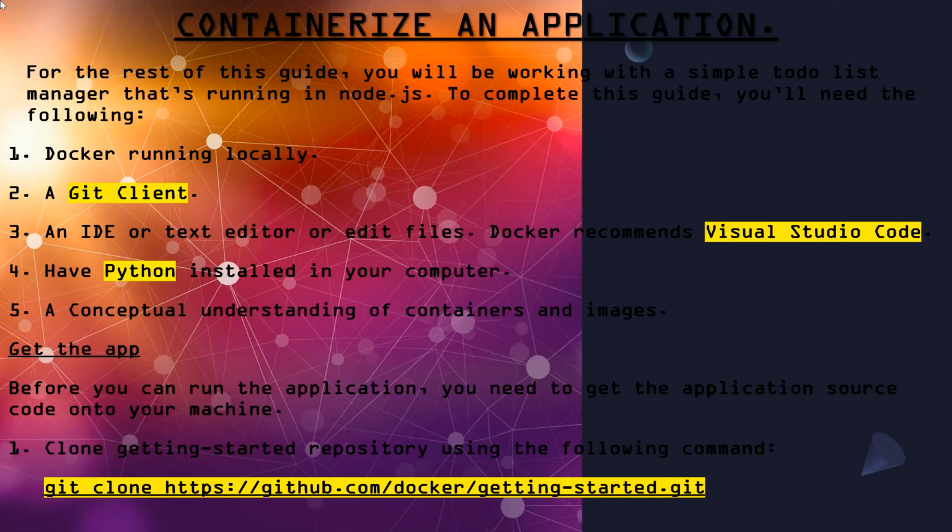Containerize an application. For the rest of this guide, you'll be working with a simple to-do list manager that's running in Node.js. To complete this guide, you'll need the following: 1. Docker running locally. 2. A Git client. 3. An IDE or text editor to edit files. Docker recommends Visual Studio Code.